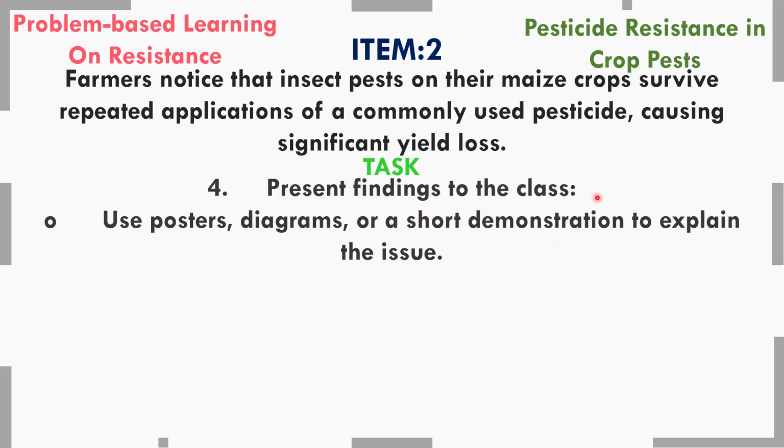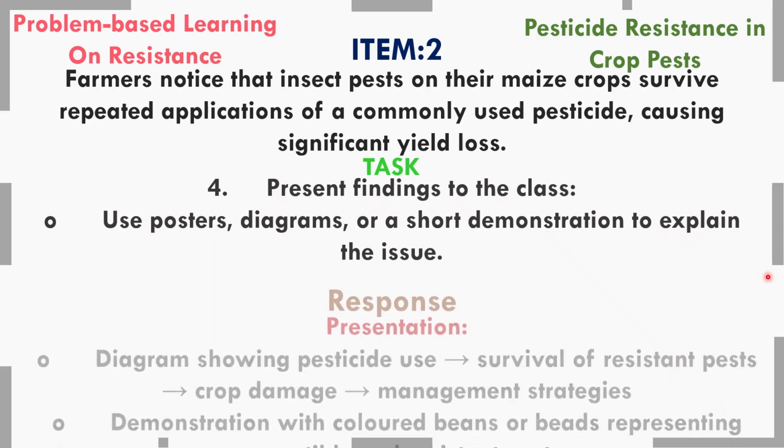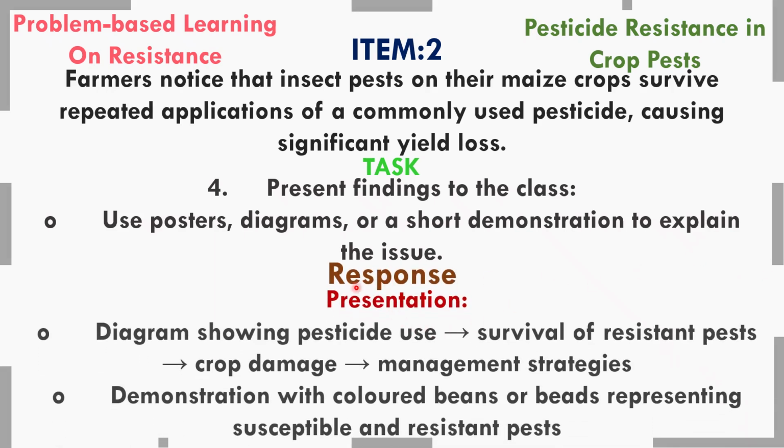Present findings to the class. You can use posters, diagrams, or short demonstrations to explain the issue. For the presentation, we are going to use diagrams showing pesticide use. We shall show the survival of resistant pests leading to crop damage, and then emphasize management strategies. Demonstration with colored beans and beads representing susceptible and resistant pests.